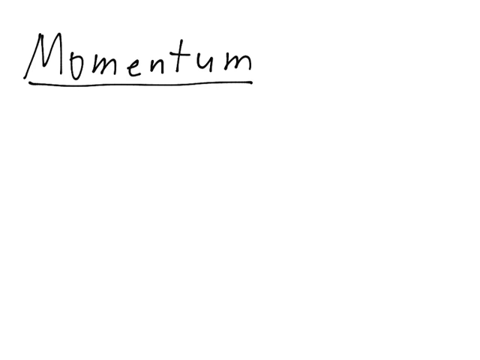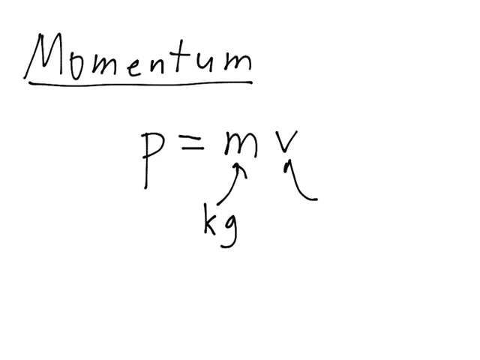Okay, let's start with momentum. That's probably a word that you've heard before. So we'll put up the definition and then we'll talk about what it means. The definition for momentum is very simple. We use the variable p to refer to momentum. And we just say that p equals mv, where m is the mass of the object and v is the velocity. So for base units, we can put m in kilograms and v in meters per second.